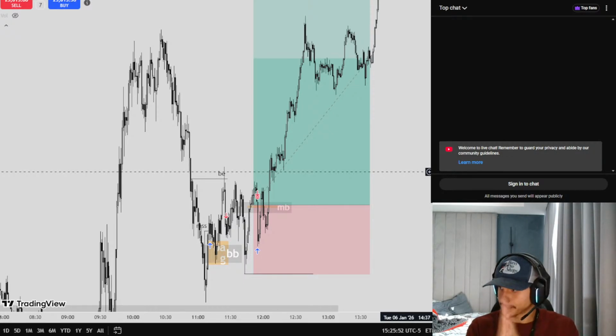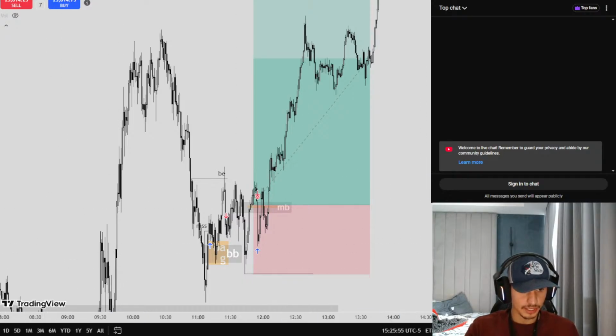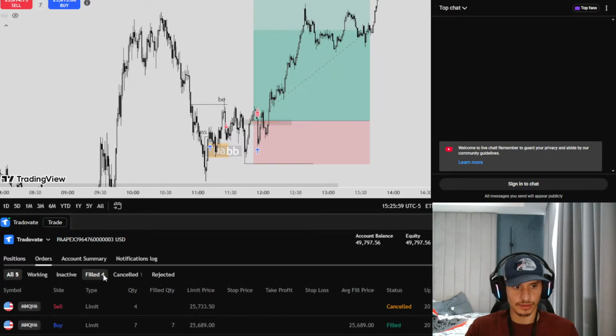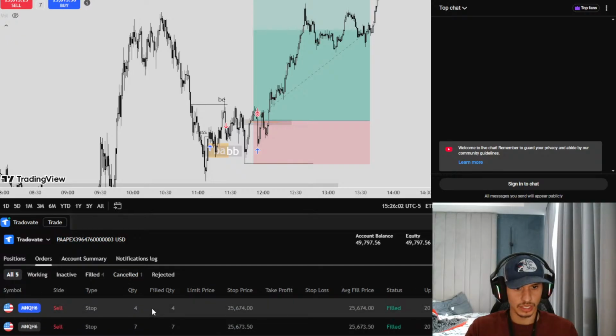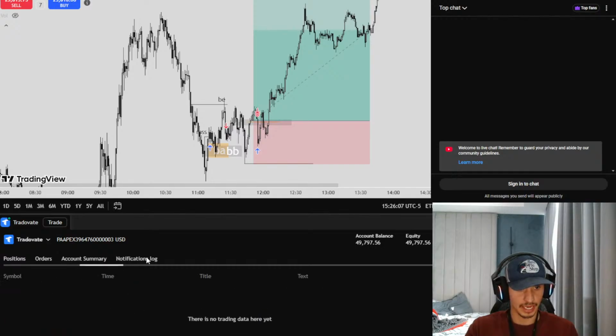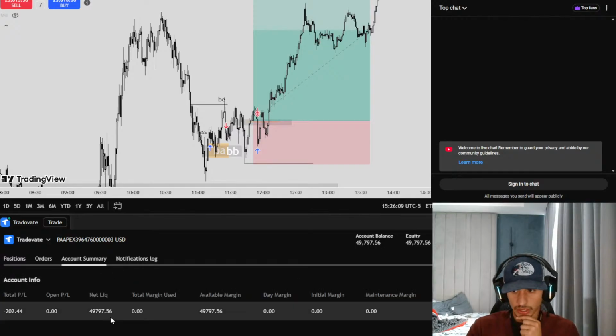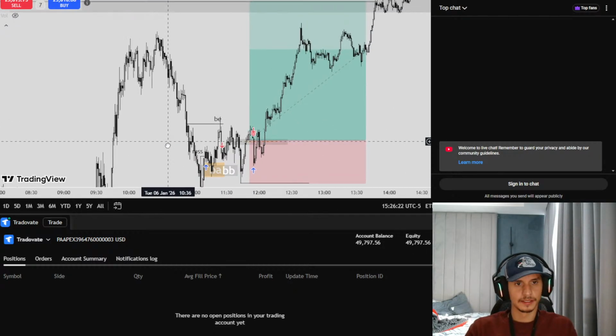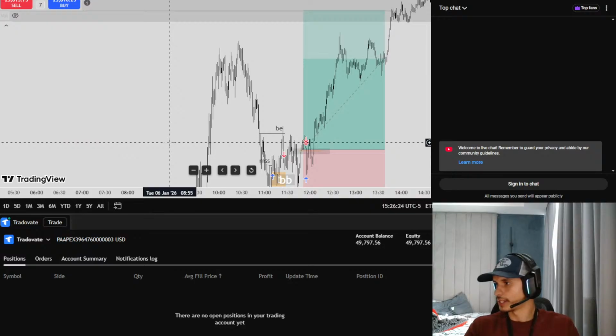So that's the trade recap. This is what our balance looks like. Let's see. 49. You can see the orders here. I don't know what the best way to look at my calendar is in this platform. But yeah. Right side of the trade. First day back, kind of rusty.